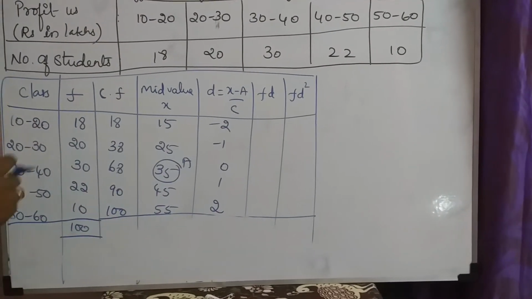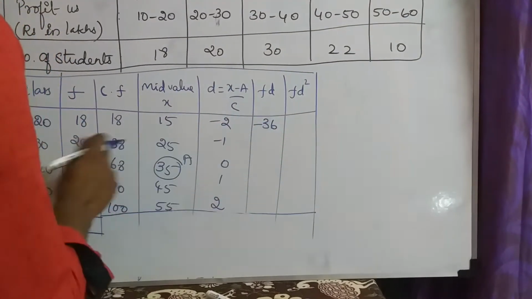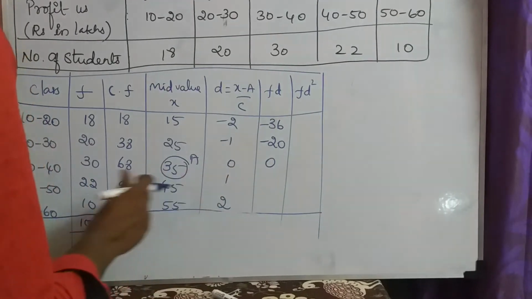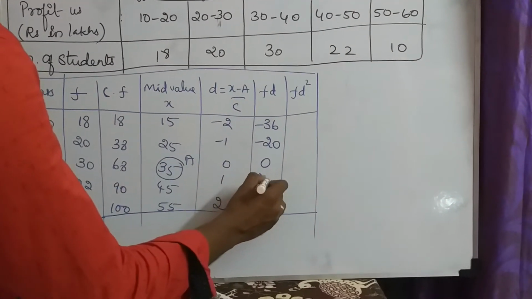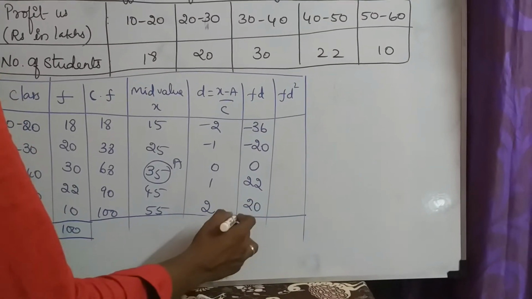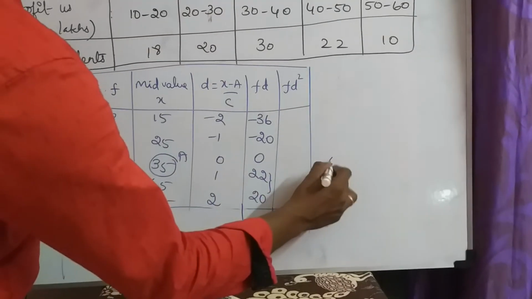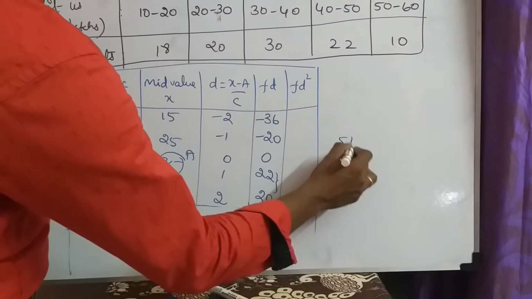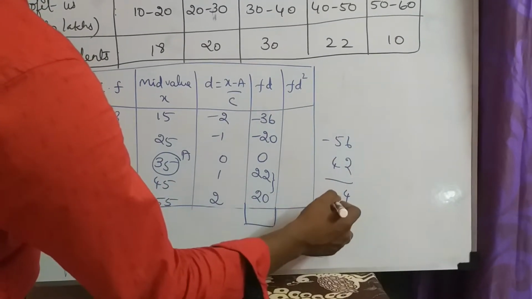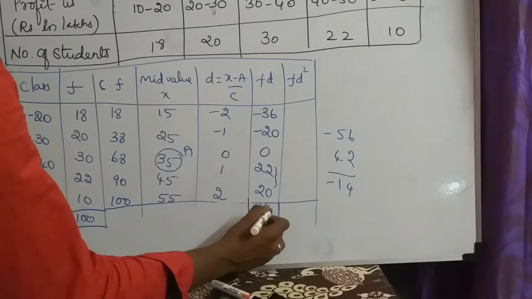Next FD. The F value is 18; 18 into minus 2 is minus 36. 20 into minus 1 is minus 20. 30 into 0 is 0. 22 into 1 is 22. 10 into 2 is 20. The positive values sum to 42 and the negative values to 56. The difference is minus 14, which is the summation FD.